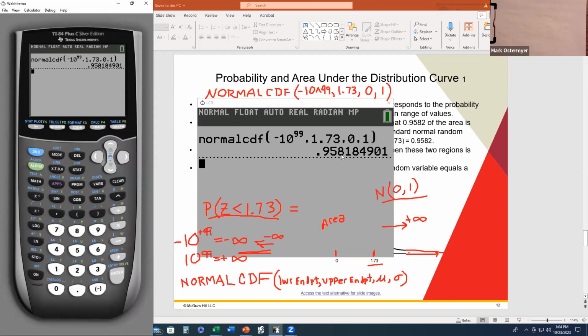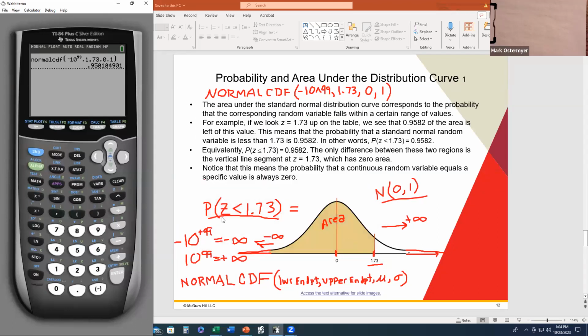There it is, 0.9582. So that is the area of this standard normal distribution curve that is less than z equals 1.73. That's the probability that your random variable z would be assigned a value less than 1.73. Everybody understand how we computed that area or that probability underneath that standard normal distribution curve?